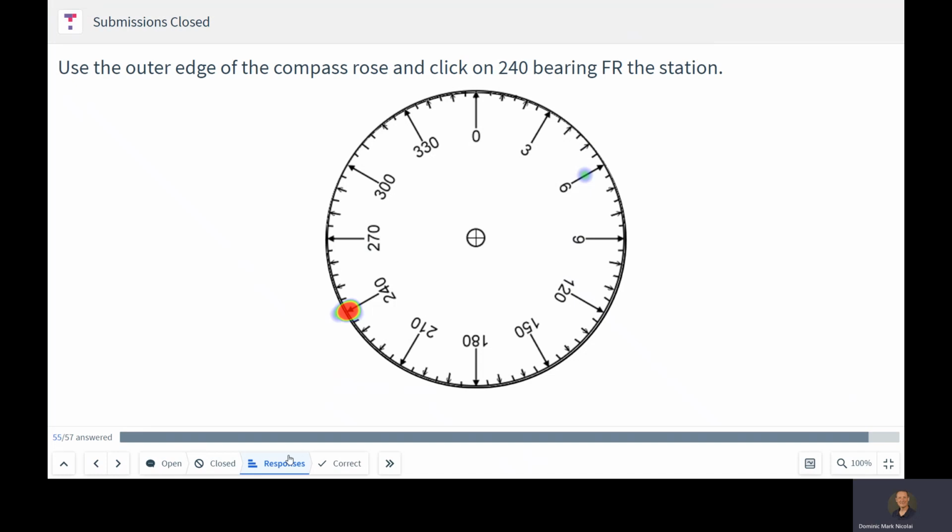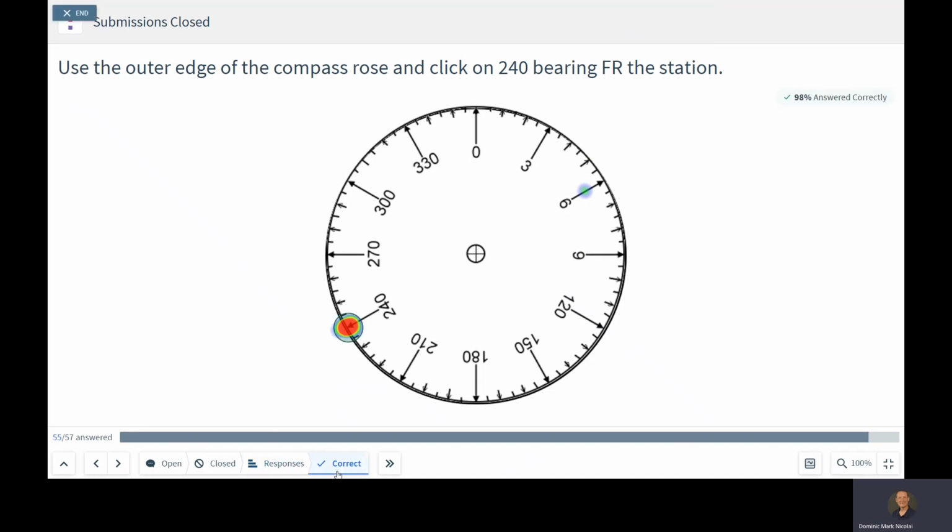It looks like just about all of you got that one correct then. If you put your dot up here at 060, that could either be the 060 from the station, but if you're facing 240 degrees, that would be a 240 to the station.